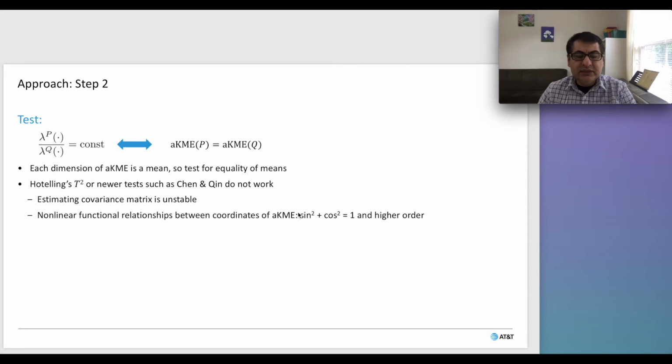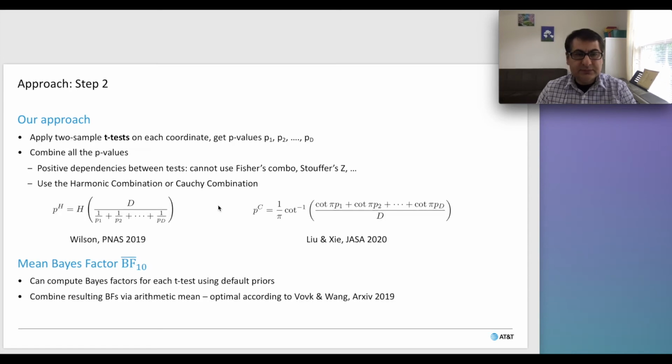You might remember that there were sines and cosines involved there, and obviously sines and cosines lie on the circles, but also there's higher-order relationships between the coordinates as well. So we actually tried these two methods, Hotelling's t-squared and Chang and Gin's method, and they were not able to control the size of the test. So we go for a different approach.